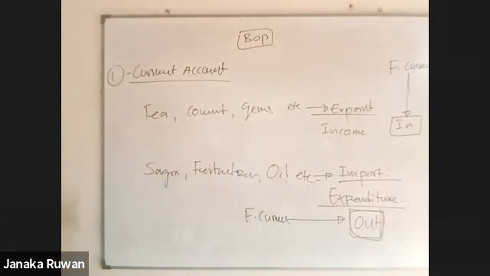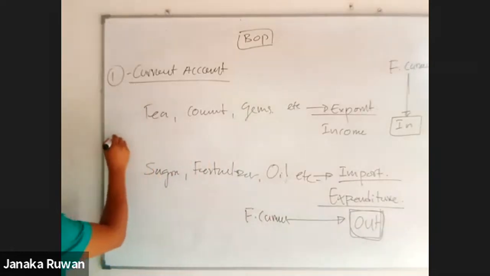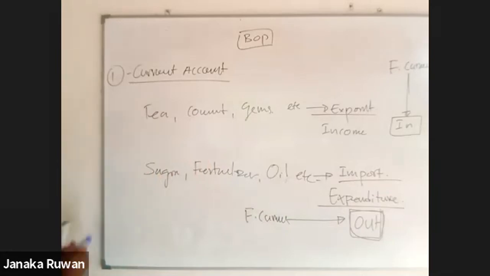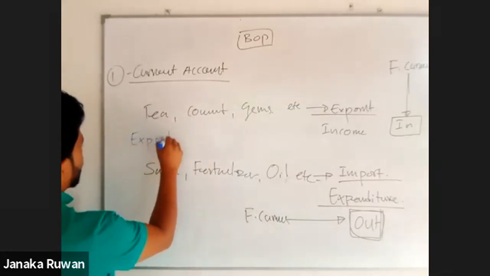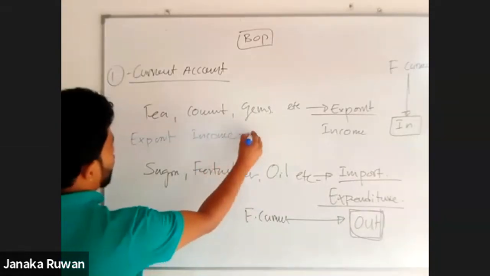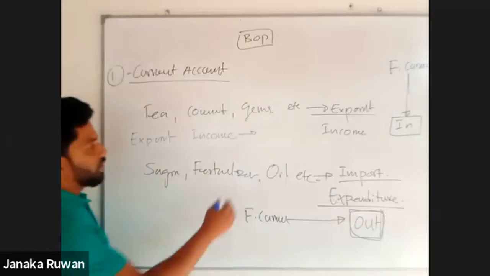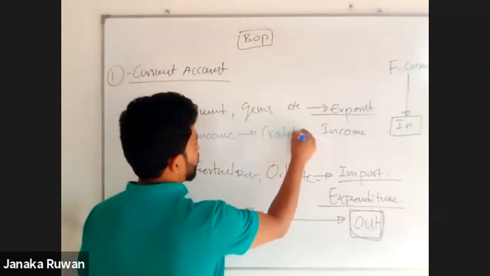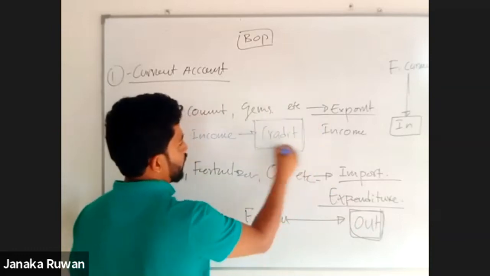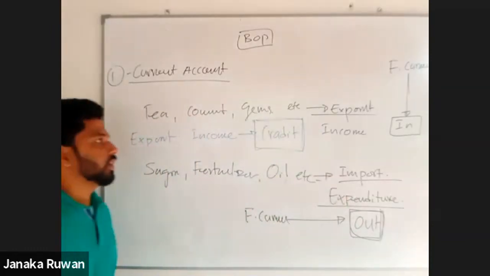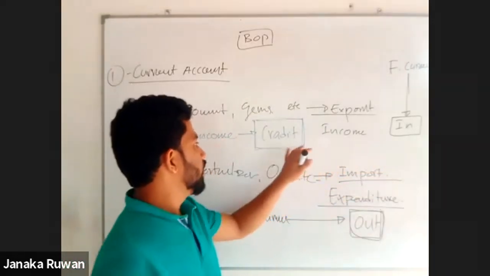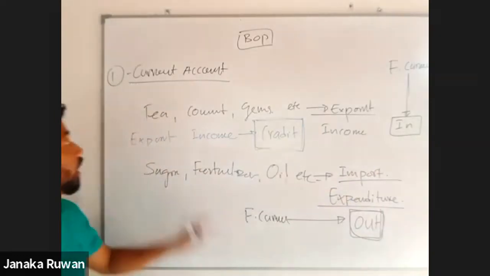Okay, the export income. You need to identify that export income. Export income will be a credit. That means if you take income, it will be a credit record for the current account.